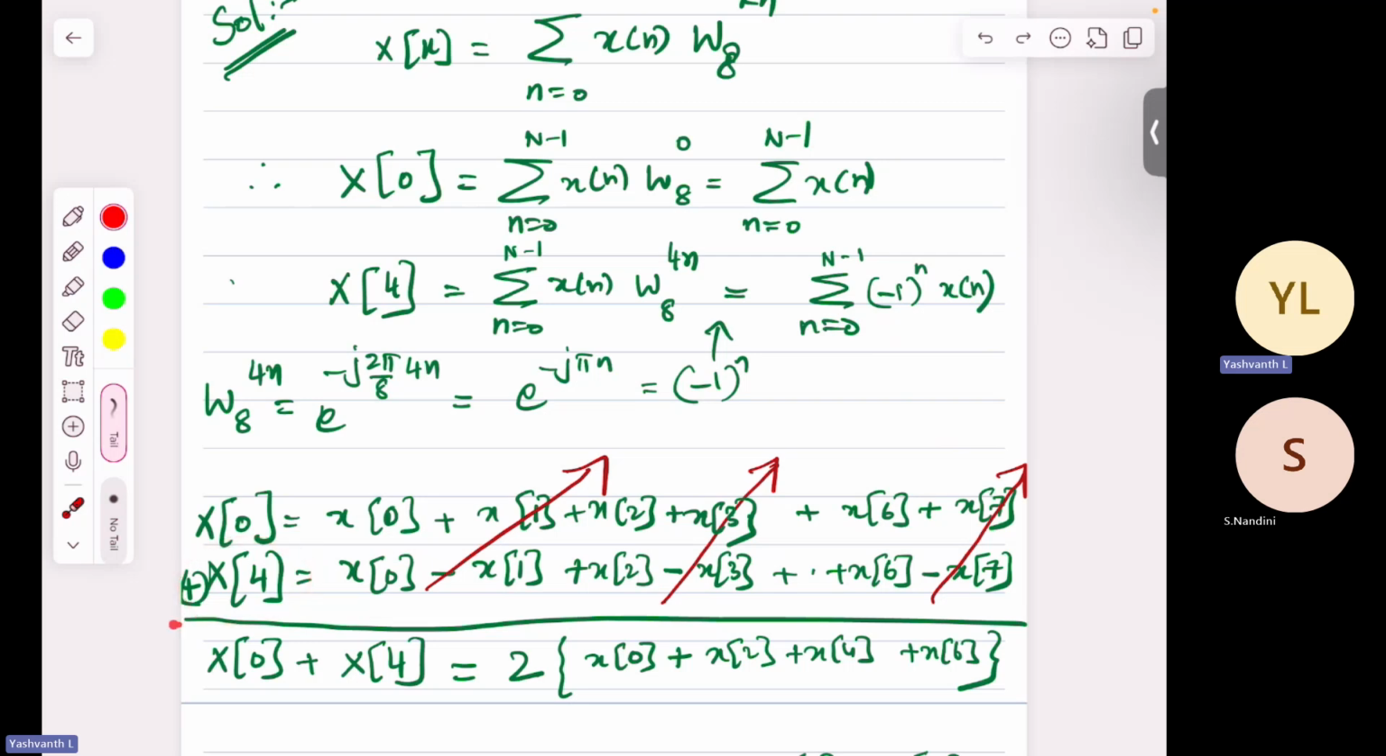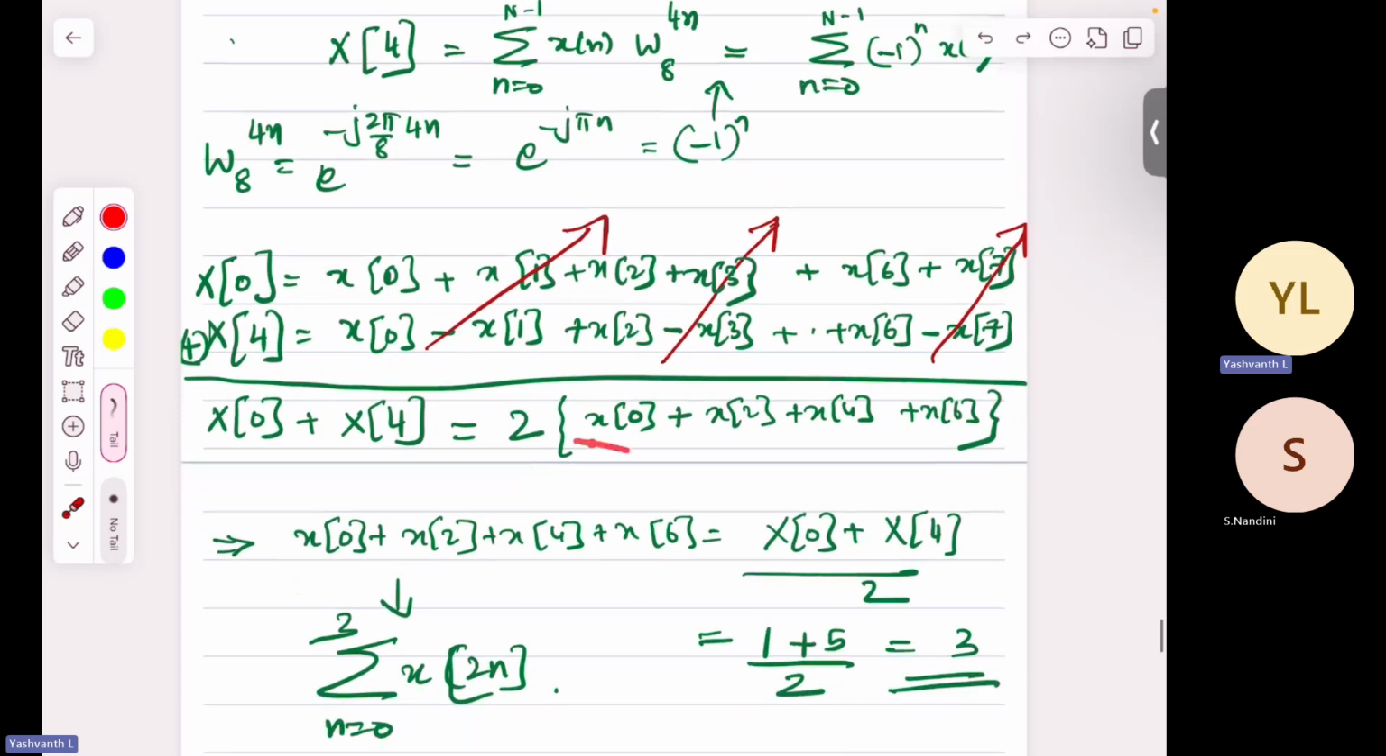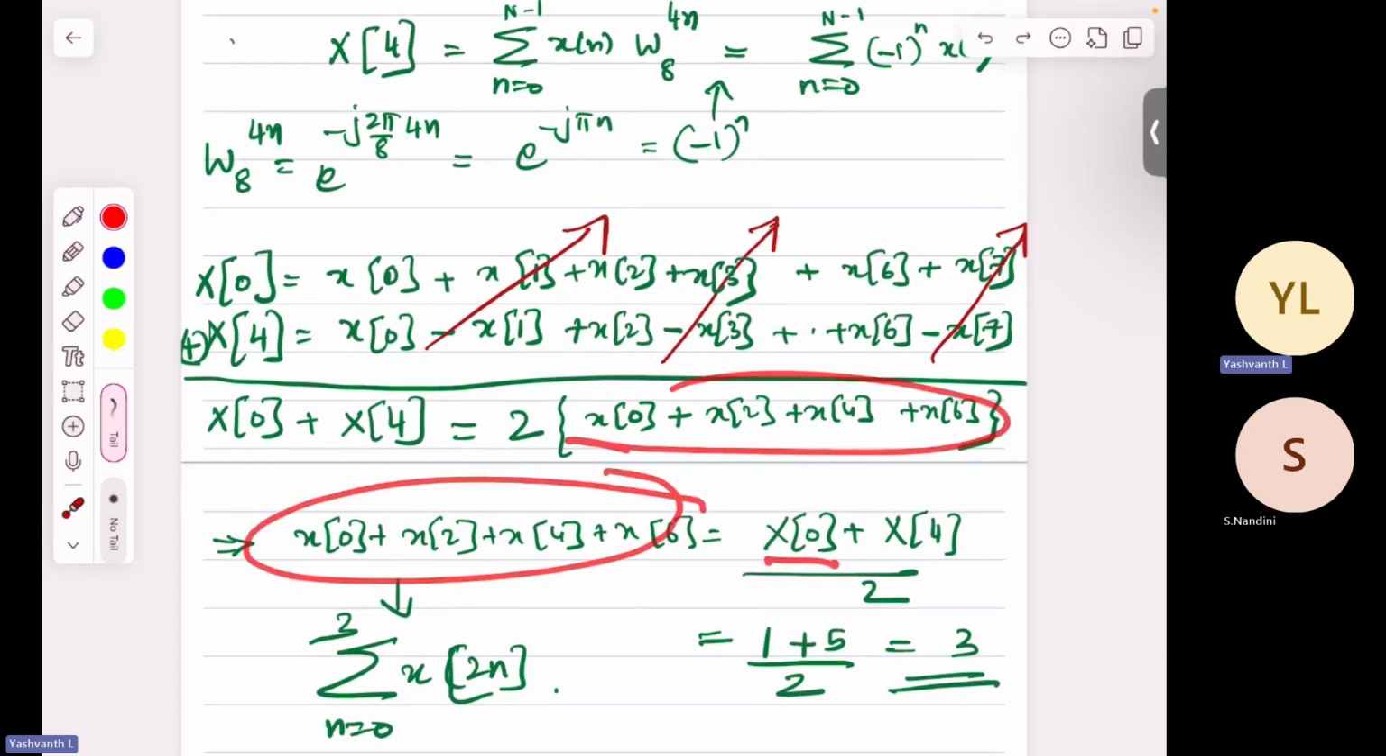Now, when I add both these equations, this x of 1, x of 3, x of 5, and x of 7 will get cancelled. But x of 0, x of 2, x of 4, x of 6 will get added 2 times. So capital X of 0 plus capital X of 4 is nothing but 2 times small x of 0 plus small x of 2 plus small x of 4 plus small x of 6. Or this summation is nothing but X of 0 plus X of 4 divided by 2.